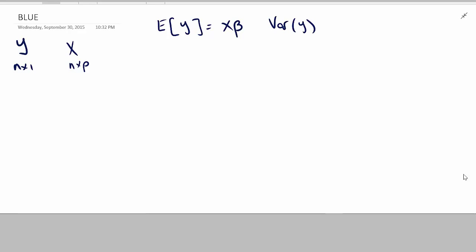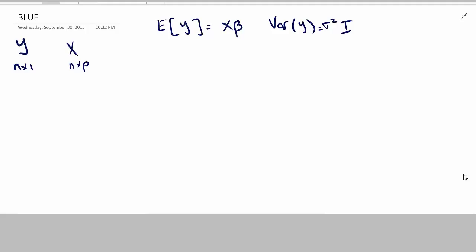Now let's consider a setting where we can use some of our results. Imagine we have an outcome vector y that is n by 1, and a matrix x of predictors that is n by p. We assume the expected value of y is equal to x beta, and the variance of y is equal to sigma squared times an identity matrix.